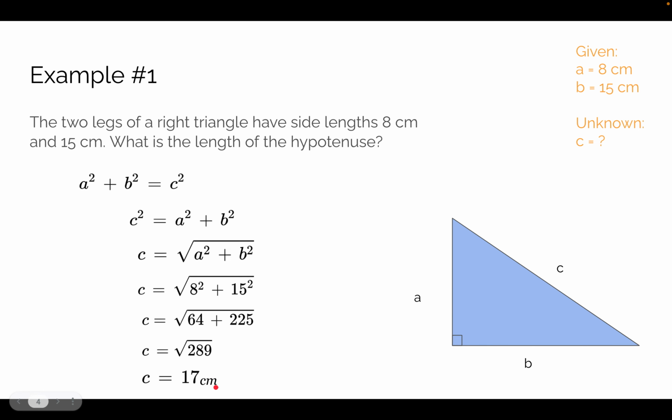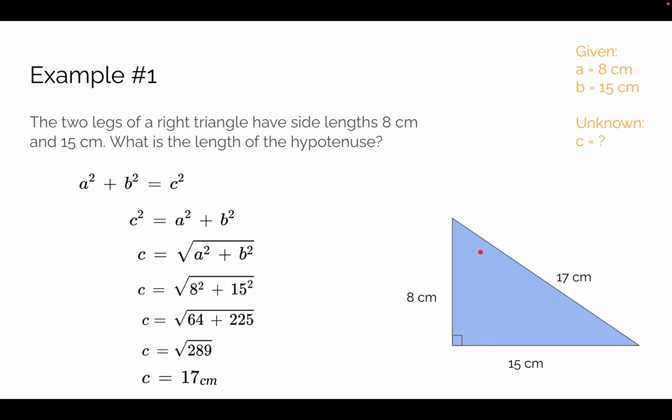It's always important to use units, especially if they're given to you. So what we know now is that the two legs which were given to us, side lengths A and B, were 8 centimeters and 15 centimeters, and what we were able to solve using the Pythagorean theorem was side length C, also known as the hypotenuse, which was 17 centimeters.